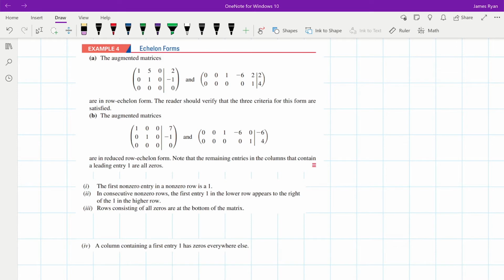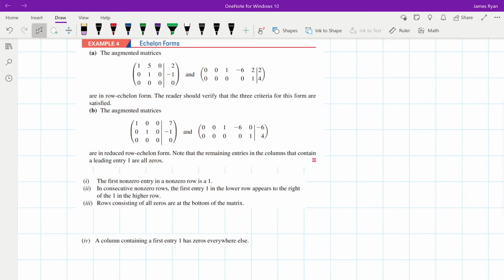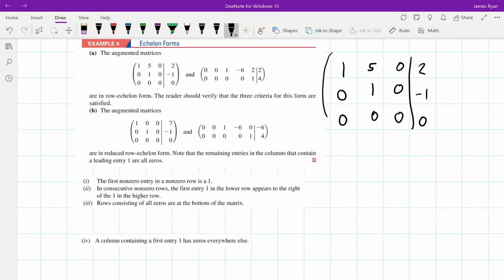So we'll start by discussing row echelon form and reduced row echelon forms of matrices. This is example 4 in chapter 8.2. And we are given some augmented matrices and asked to verify that each one is in row echelon or reduced row echelon form. So for this first matrix, 1, 0, 0, 5, 1, 0, 0, 0, 0, 2, -1, 0, we want to verify that it is in row echelon form.